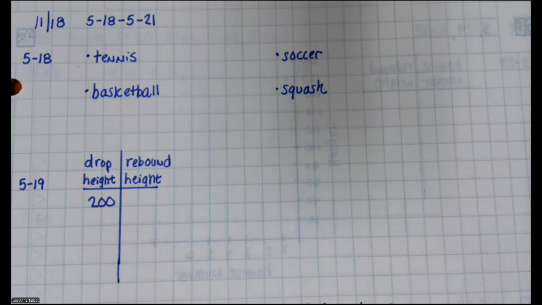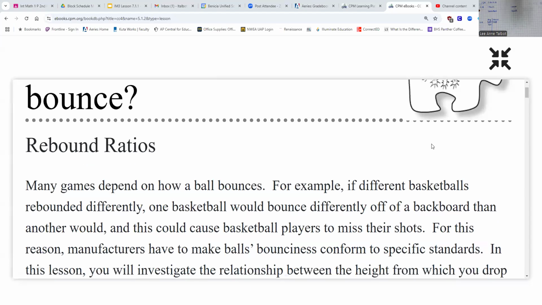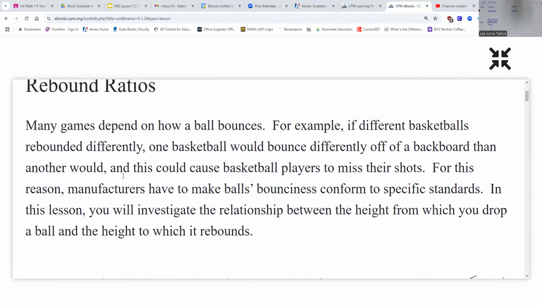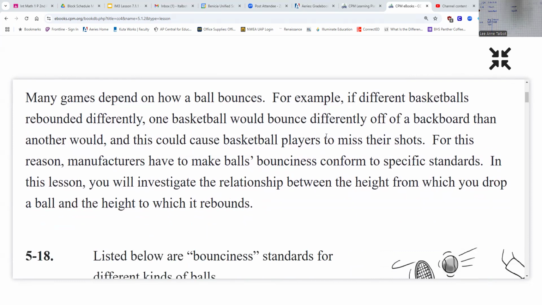All right, so first thing we're gonna do, we're gonna look at the different bounciness of balls. So we're gonna read this together. Rebound ratios. Many games depend on how a ball bounces. For example, if different basketballs rebounded differently, one basketball would bounce differently off of a backboard than another would, and this could cause basketball players to miss their shots. Oh no. For this reason, manufacturers have to make balls' bounciness conform to specific standards.